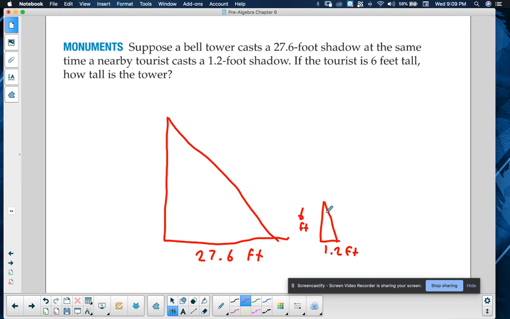So these two triangles are similar. Let's pretend that they're similar. And then we're going to label this side h for height. So now we're going to do the same setup where we're going to do 6, or h is congruent to this side of 6. And that's the same proportion as 27.6 over 1.2. And then we're going to cross and multiply.